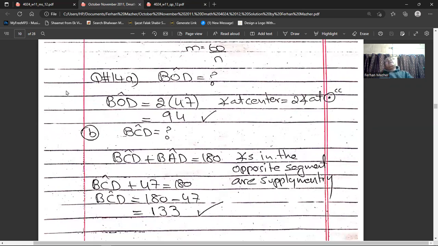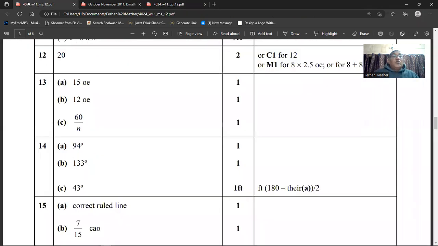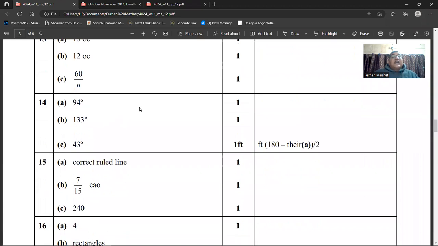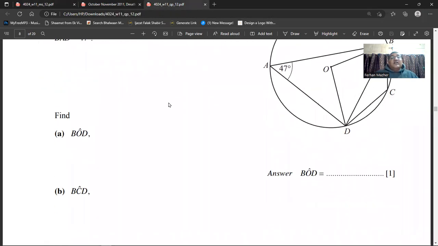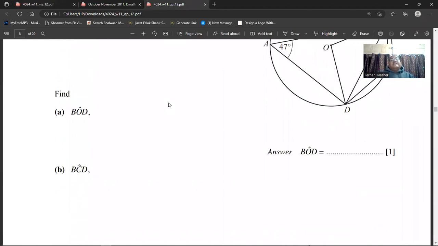The reason is angle at the center is equals to 2 times angle at the circumference. So you will have 2 into 47, that will be 94. So the BOD angle is 94. So our answer is right. Then the question is find the BCD.